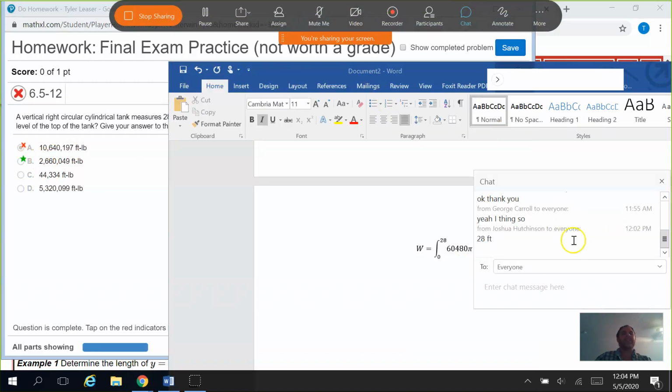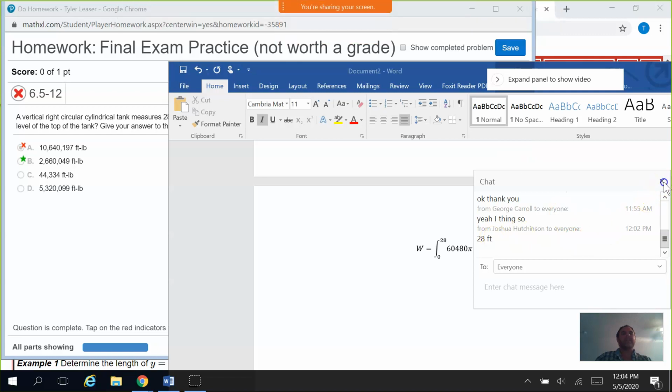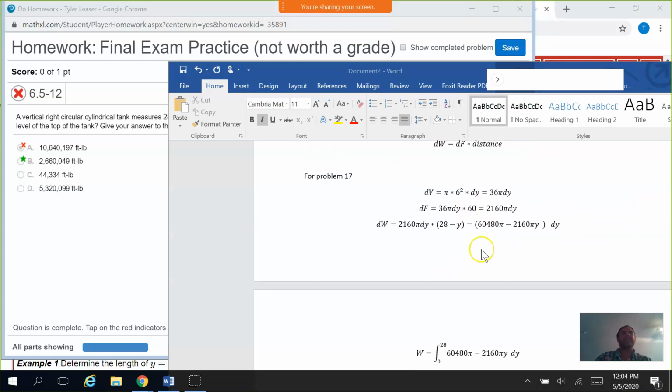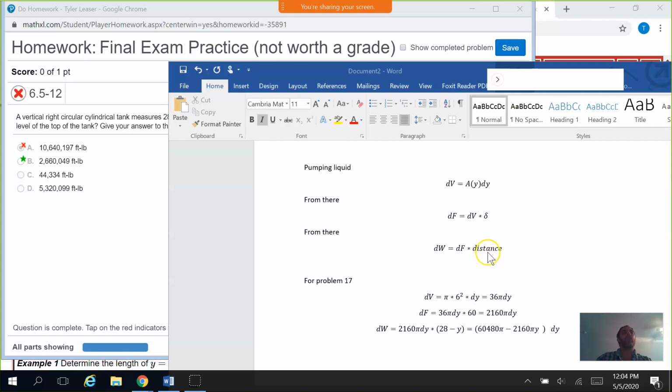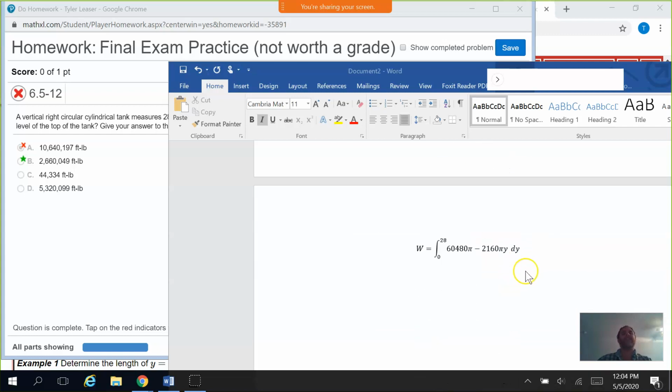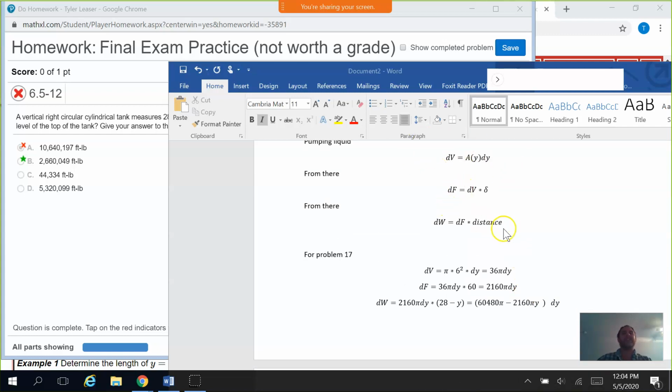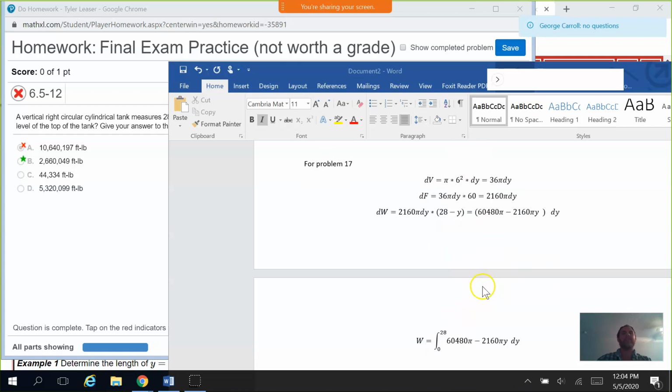Okay, so is that one all right? Any questions about finding the work to remove liquid from a container? Everybody okay with this process? Cool.